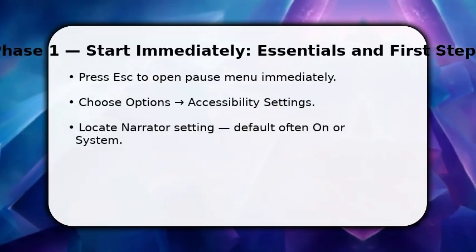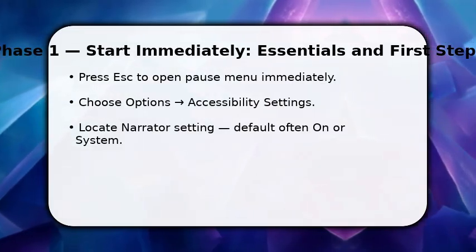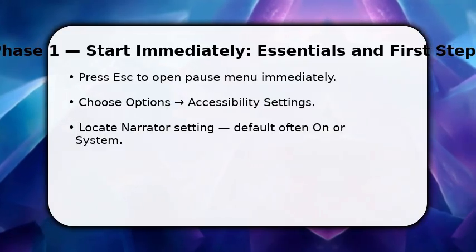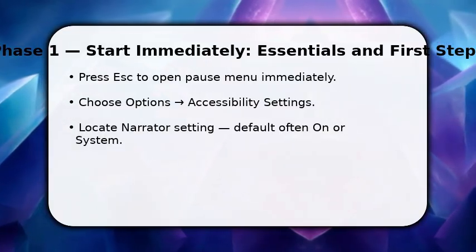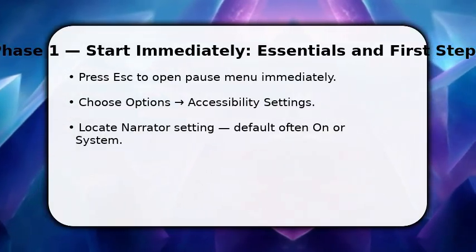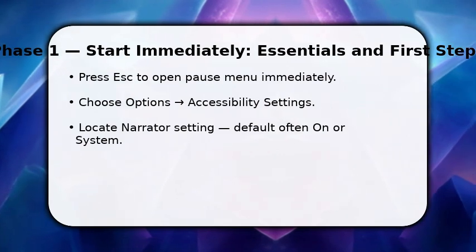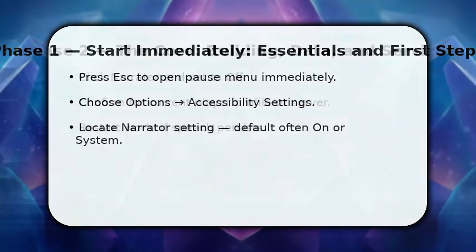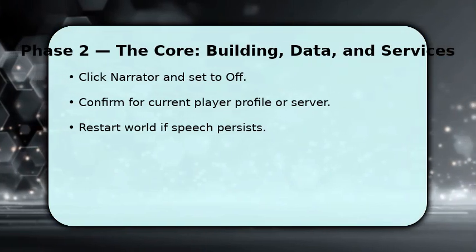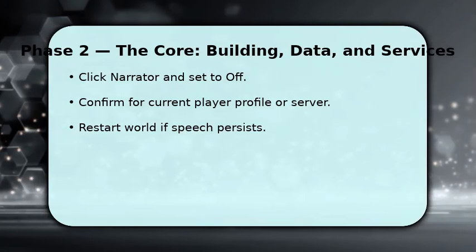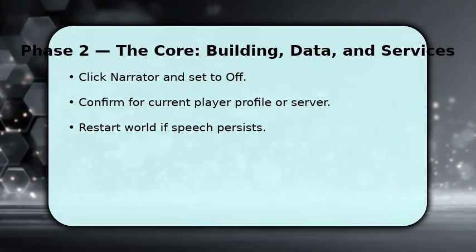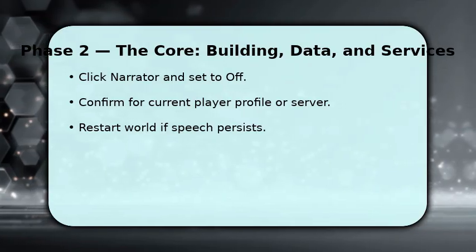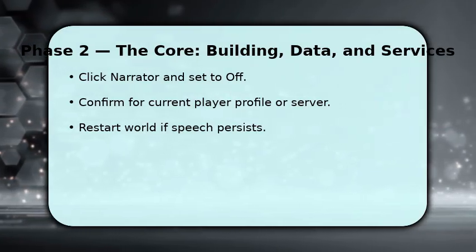Make sure you change it for the active profile or world, since settings can differ between single player and realms. This first step stops most in-game spoken text. Once in accessibility, click the narrator row and select off. This is the single in-game control that disables spoken chat, system messages, and item announcements. You do this because Minecraft's narrator is baked into the client. Turning it off prevents further interruptions.